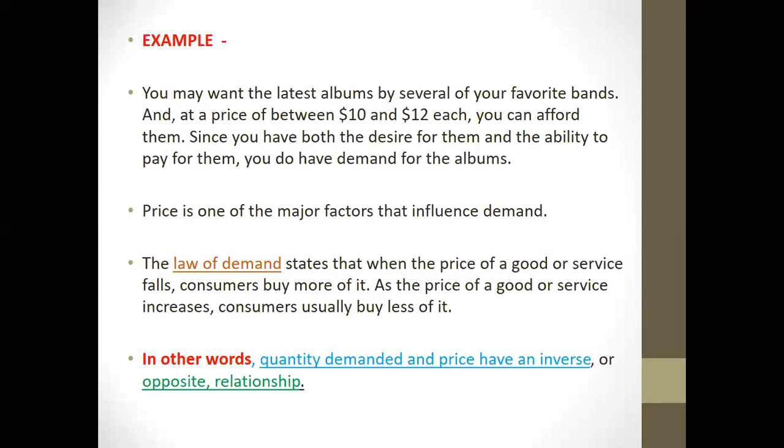Price is one of the major factors that influence demand, a very important factor. Now, the law of demand states, pay attention to this, guys. This is very important. The law of demand states that when the price of a good or service falls, consumers buy more of it. El consumidor puede pagar. Así mismo funciona. Si el precio baja, usted va a comprar un poquito más de ese producto. Pero si el precio sube, entonces usted no va a comprar tanto como a usted le gustaría.